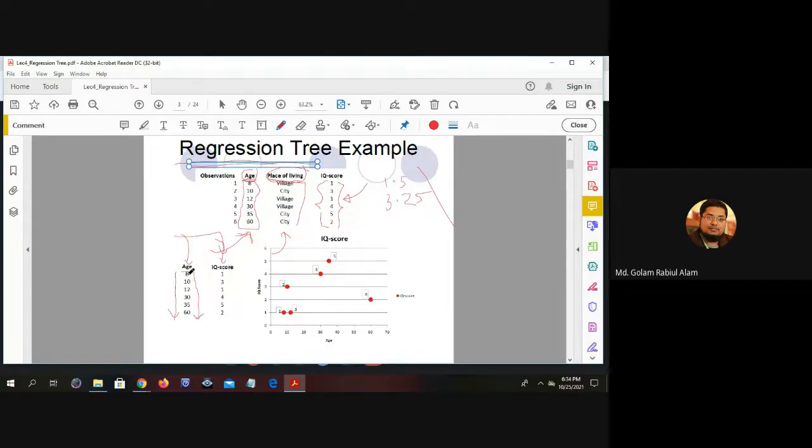So that means here is 8, 10, 12, 30, 35, 60. It's already sorted. If it is not sorted, we have to sort, and we have to change the corresponding IQ score accordingly. That means based on the age, the serial of IQ score will also be changed. So here, we have to sort the age in ascending order.